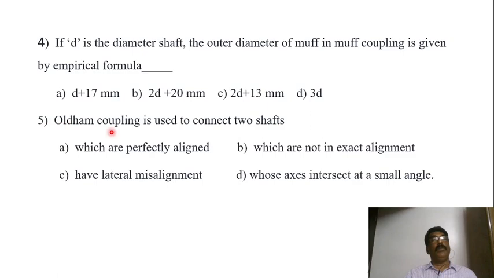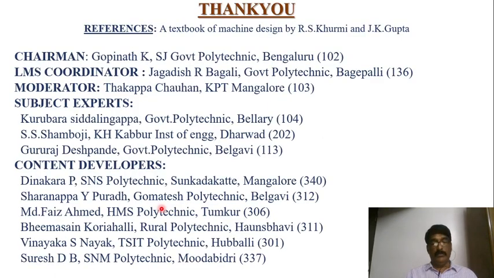Now, fifth question: an Oldham coupling is used to connect two shafts which are perfectly aligned, which are not in exact alignment, which have lateral misalignment, or whose axes intersect at a small angle. The answer is C, have lateral misalignment. Lateral misalignment means the shafts are parallel but offset by a small distance. So an Oldham coupling is used for shafts having lateral misalignment. Thank you.